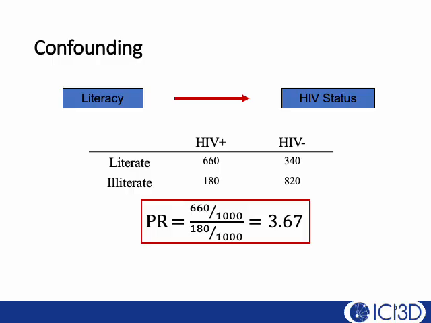Another problem that plagues inference from epidemiological studies is confounding. I won't give you formal definitions, but explain it through this simple example. A cross-sectional study found a strong association between literacy and HIV status, with a prevalence ratio of 3.67. One can argue from this evidence that illiterate people are more likely to acquire HIV. Could there be a hidden reason that we observe this association? Pause the video now and think about this.